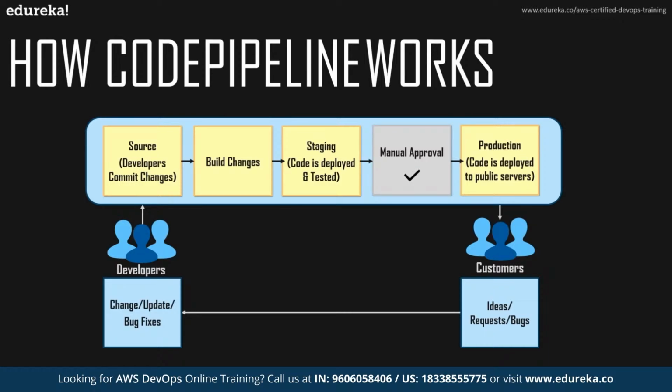So when a developer completes working on his or her code, he or she commits it to the source repository, and CodePipeline automatically detects the changes and builds those changes. After that, the built code is deployed to the staging server for testing, and then additional tests such as integration or load tests are run by the CodePipeline. Once all of the tests are run, if the code receives manual approval, then AWS CodePipeline deploys the tested and approved code to the production instances.